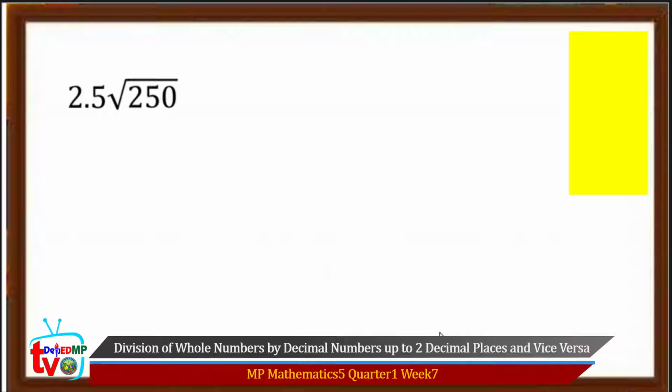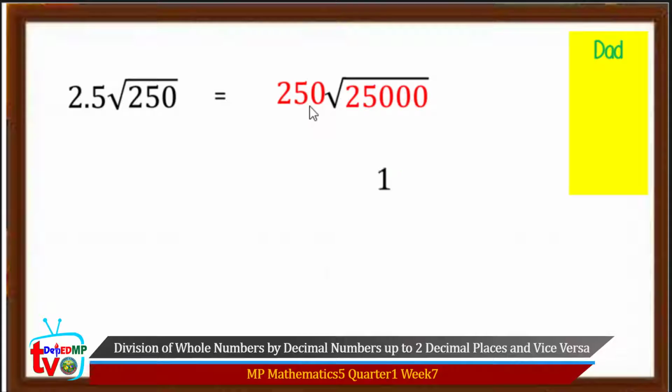So, let us have this example. 250 divided by 2.5, what will it become? What did we do first? We made it into whole numbers. So, it will become 25,000 divided by 250. In long division, let us follow the characters in long division. Let us have first dad. What will we divide? 250 divided by 250 will become 1.